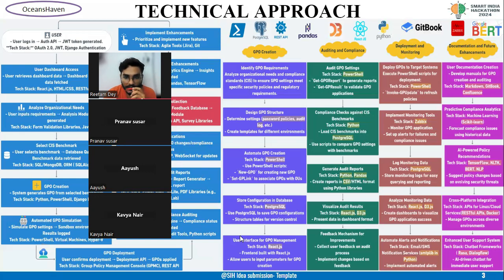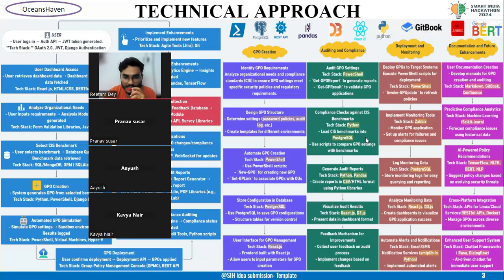For auditing and compliance, we would audit GPO settings. The tech stack we are using is PowerShell. We use Get-GPOReport to generate reports, Get-GPResultantSetOfPolicy to validate GPO applications, and a compliance check against CIS benchmarks. The tech stack we are using is Python.